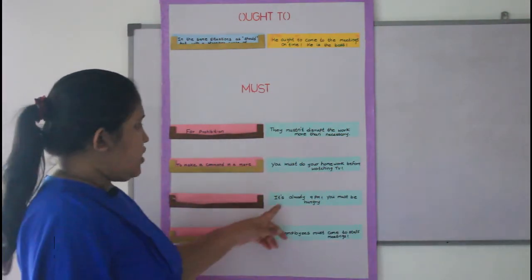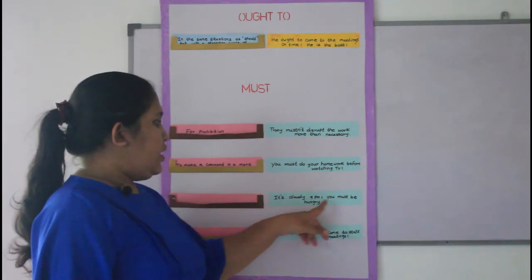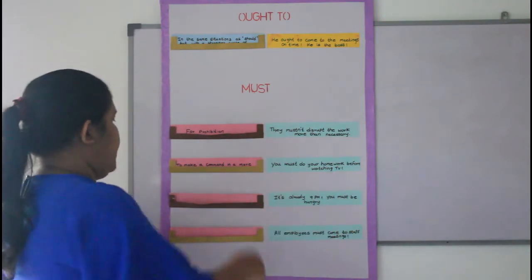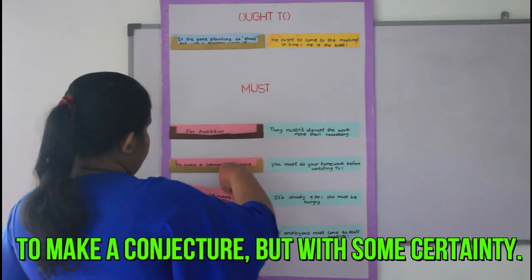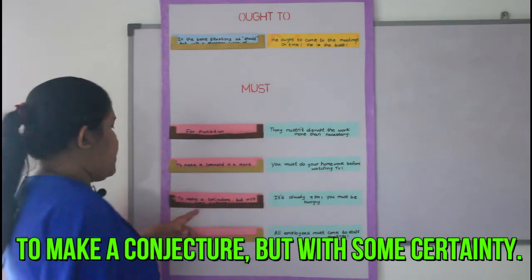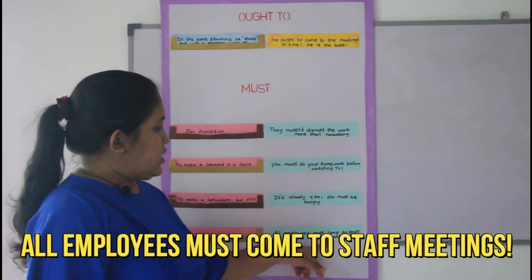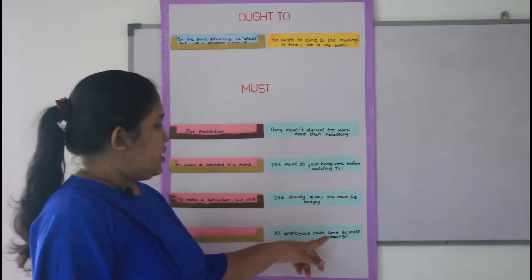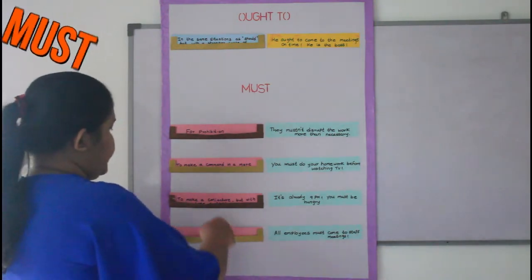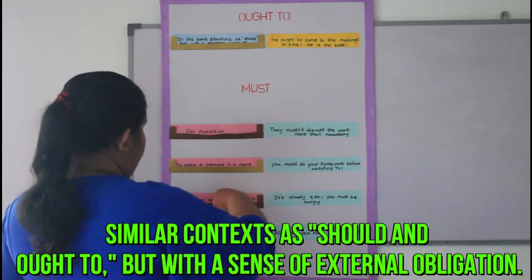Next one. It's already 9 p.m. You must be hungry. Here, the modal verb must is used to make a conjecture but with some certainty. Next one. All employees must come to the staff meetings. Here, the modal verb must is used in a similar context as should and ought to, but with a sense of external obligation.